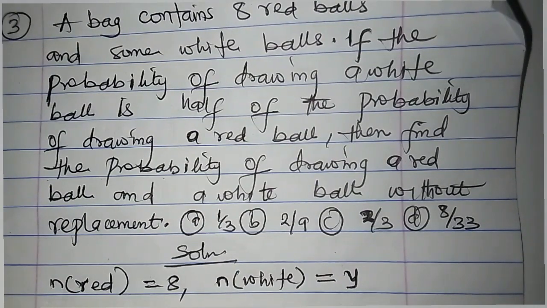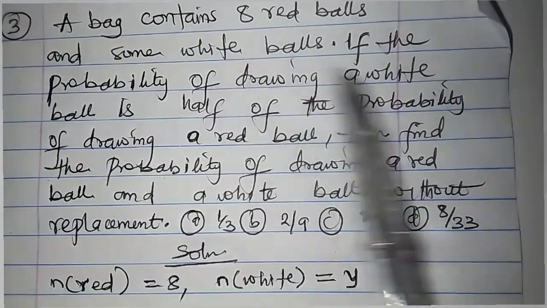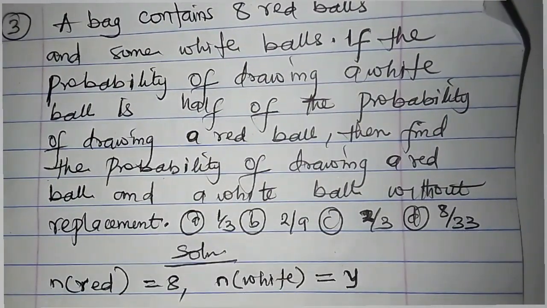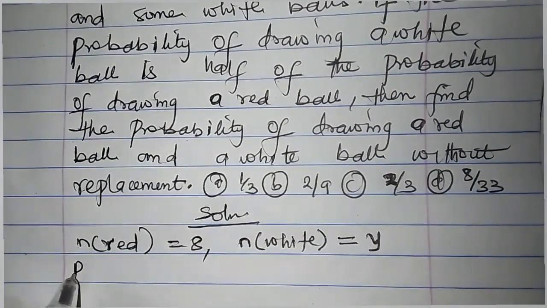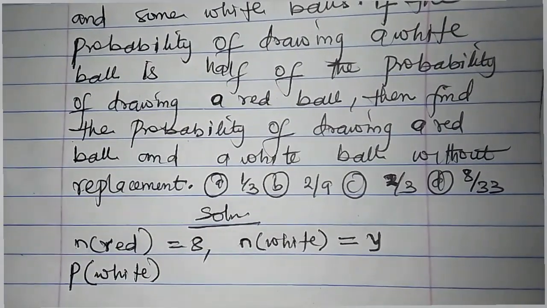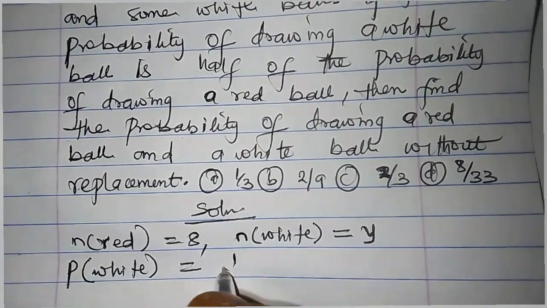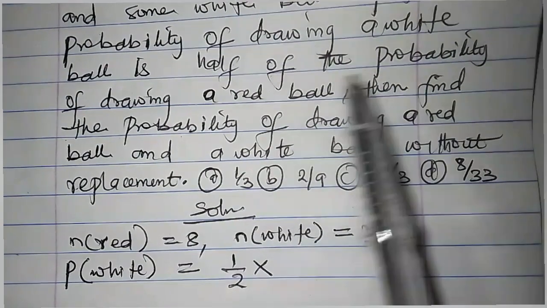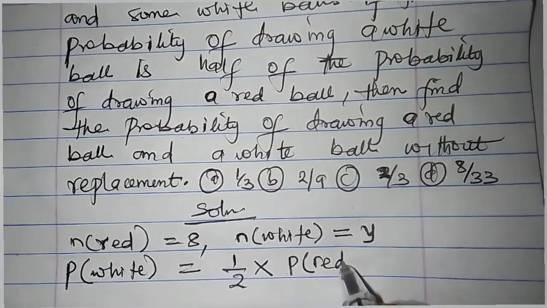Now, the question went further to say, if the probability of drawing a white ball is half of the probability of drawing a red ball, what does that mean mathematically? Probability of drawing a white ball, let's use white for short, is equal to half, which is 1 over 2, of, which is times, the probability of drawing a red ball.